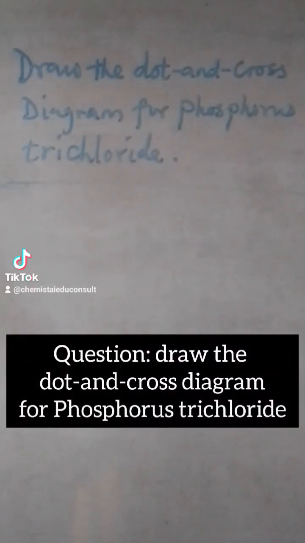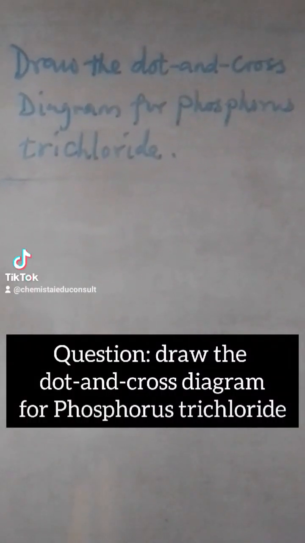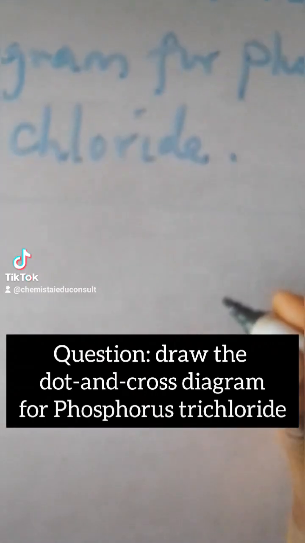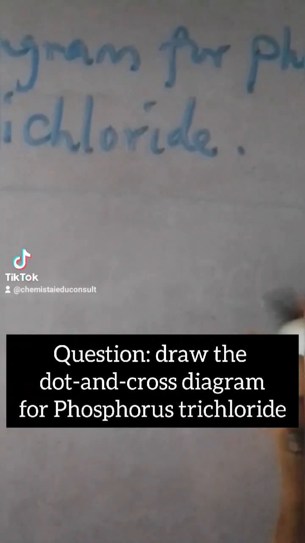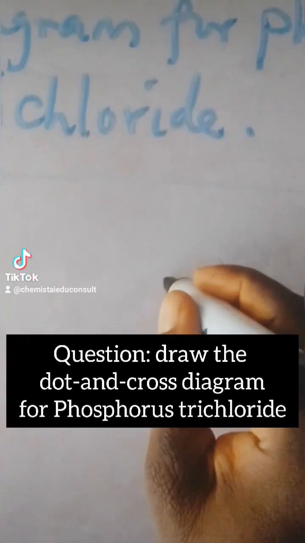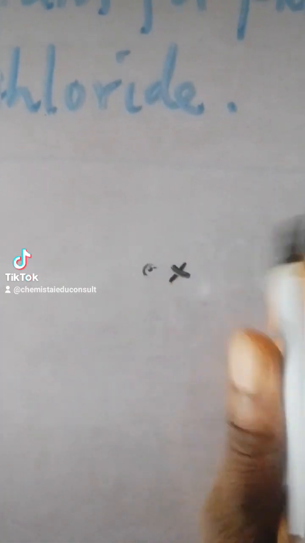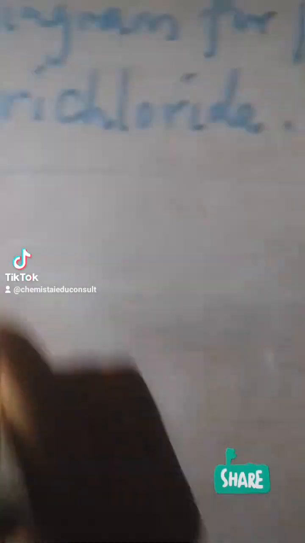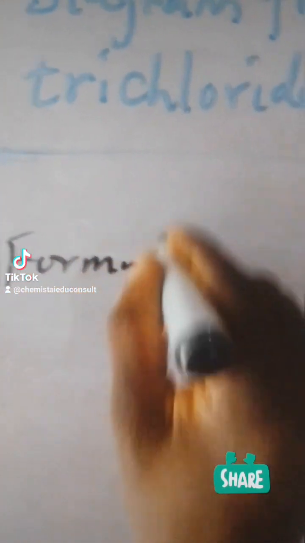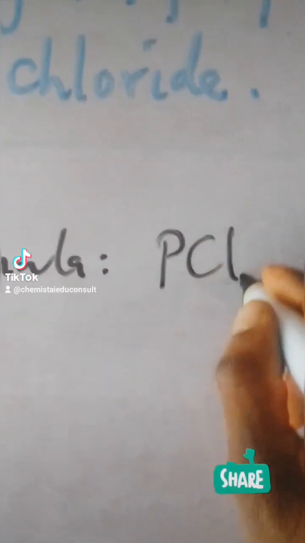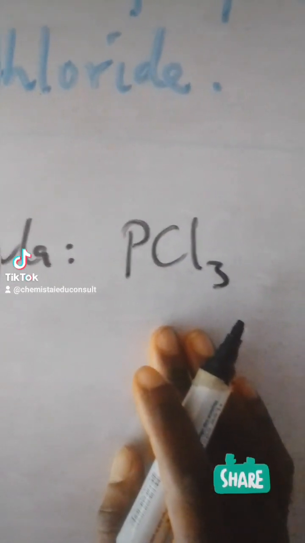The question says draw the dot and cross diagram for phosphorus trichloride. A dot and cross diagram is a diagram of a compound where electrons are shown as dots from one atom and crosses from another atom. So to begin, we write the formula. The formula of phosphorus trichloride is PCl3.